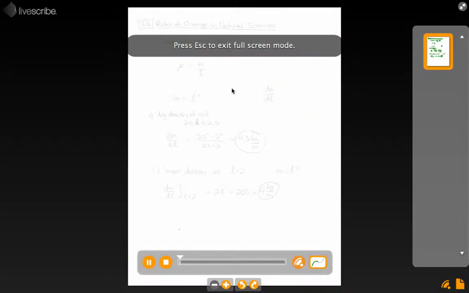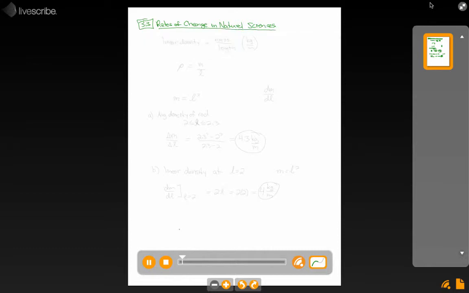This comes out of section 3.3, Rates of Change in Natural Science. So for this example, it's kind of a physics example. We're given this definition of something called linear density. And truth is, I never ran into this in physics myself ever, but it's just a unit of mass divided by length. So nothing too complicated.